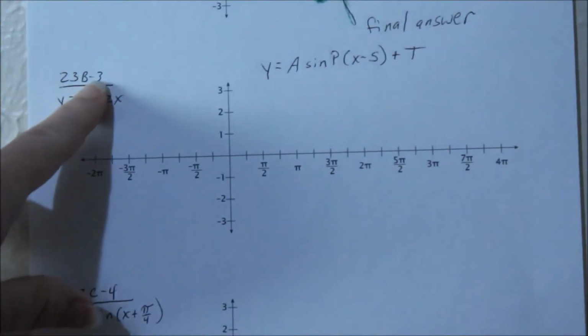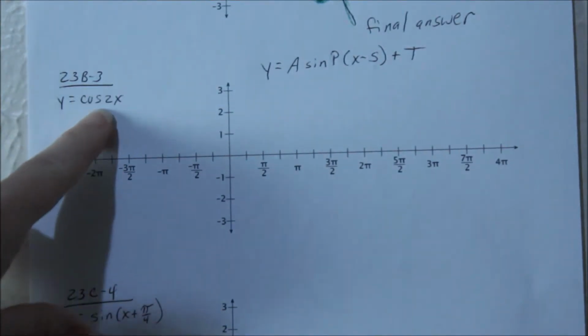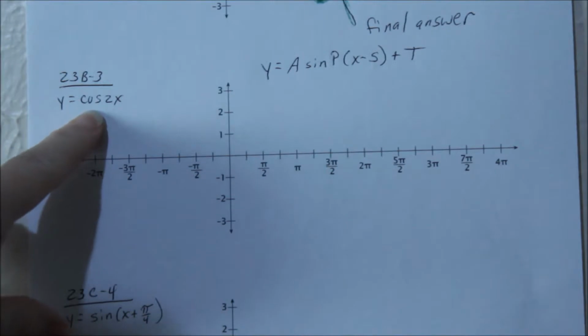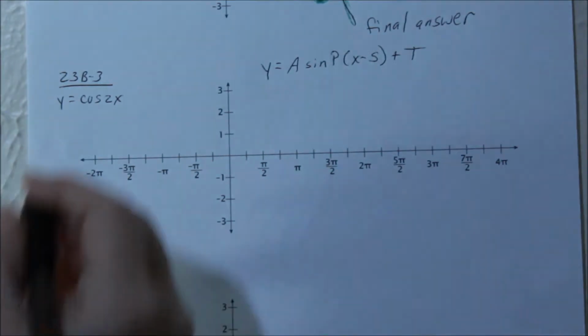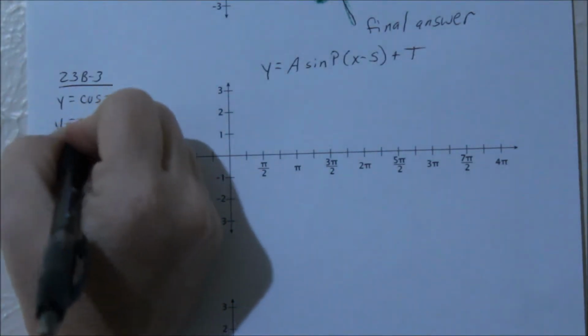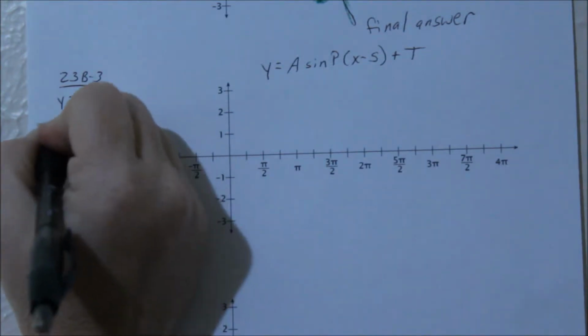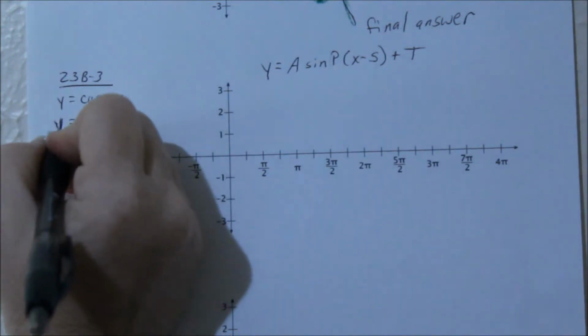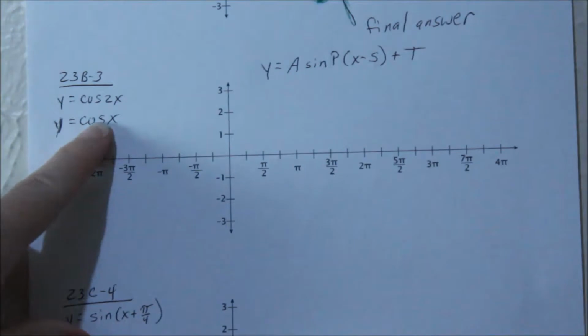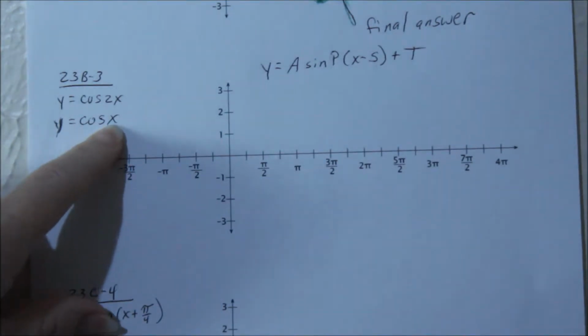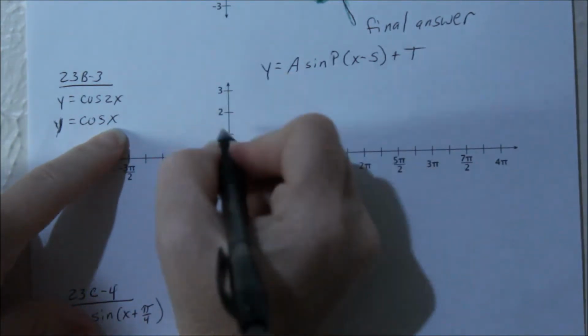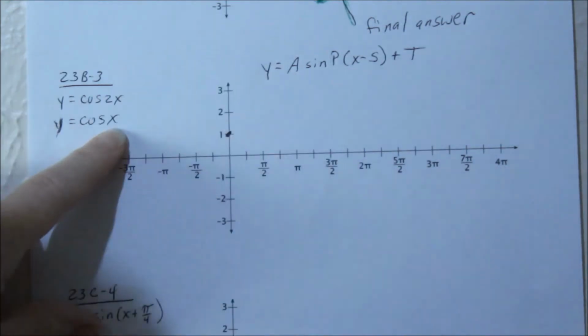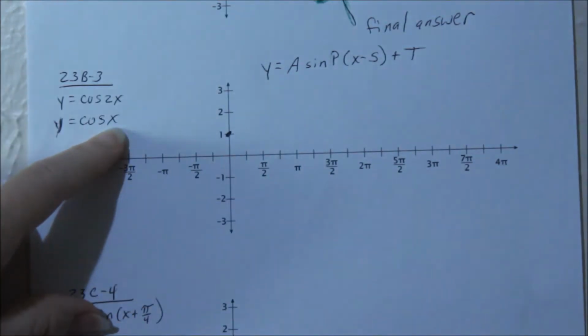Okay, let's look at 23b3, y equals cosine 2x. Okay, we haven't done basic cosine, so let's just do basic cosine. So that would be y equals cosine x, with everything as a 1 in there. Okay, so putting in 0 right here for x, cosine of 0 is 1. And I've got these memorized, and if you don't, put them in your calculator.